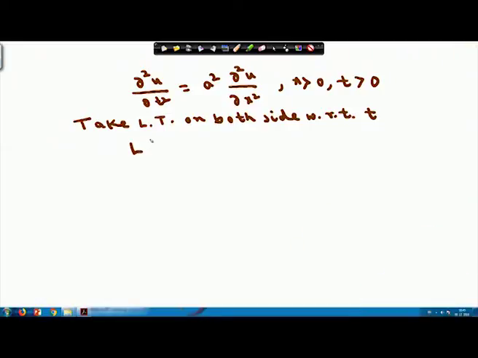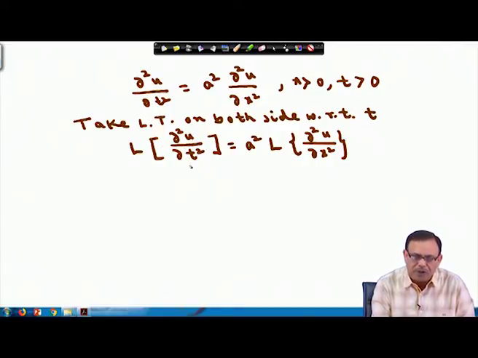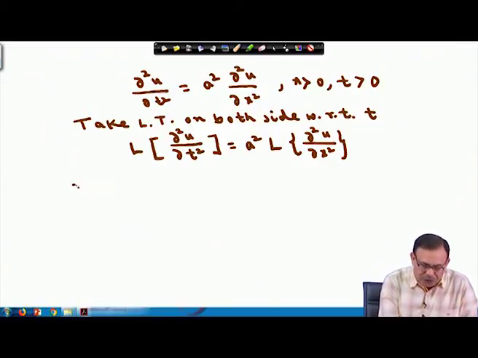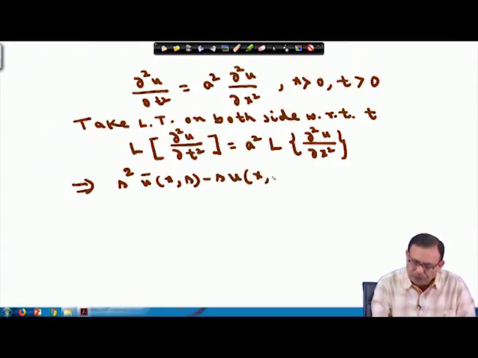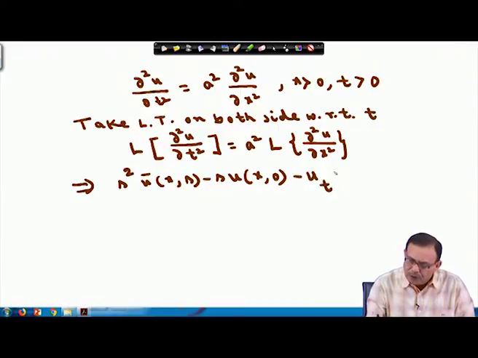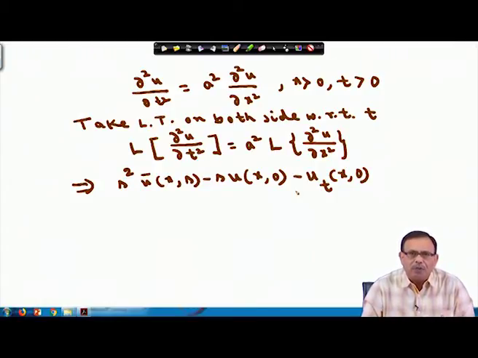Once we take the Laplace transform, the Laplace transform of ∂²u/∂t² equals s² into the Laplace transform of ∂²u/∂x². Here please note that I am taking the Laplace transform with respect to t. Therefore, I have to use the formula: the Laplace transform of ∂²u/∂t² will be equal to s² ū(x,s) − s u(x,0) − u_t(x,0). This we have already done in the last lecture: the Laplace transform of ∂²u/∂t² is s² ū(x,s) − s u(x,0) − u_t(x,0).